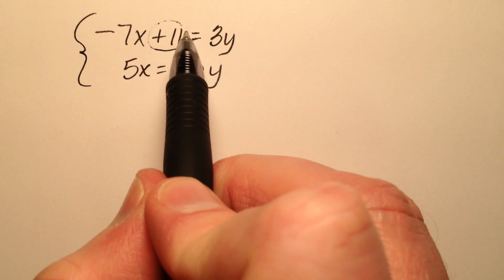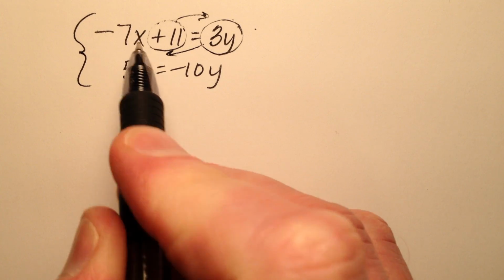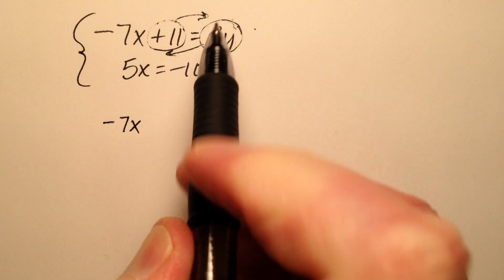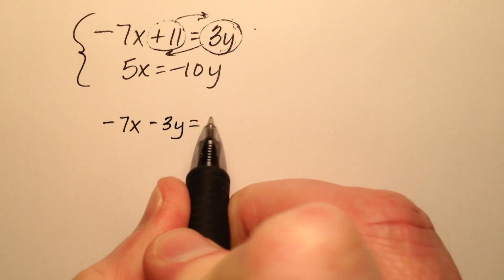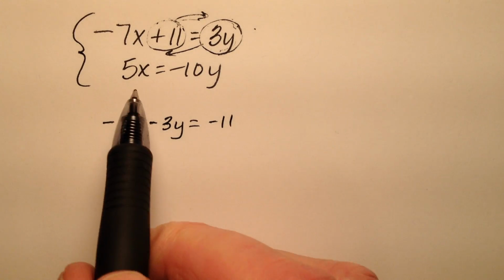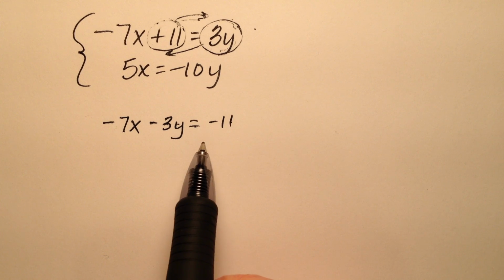So this positive 11, I'm going to bounce over to the right, and this 3y I'm going to bring over to the left. So negative 7x, and the 3y will become a negative 3y. And this positive 11 will become a negative 11. So the first equation is written now in standard form, x, y equals a number.